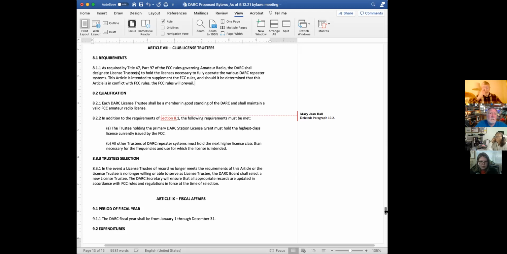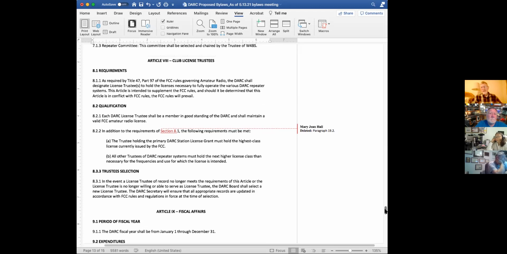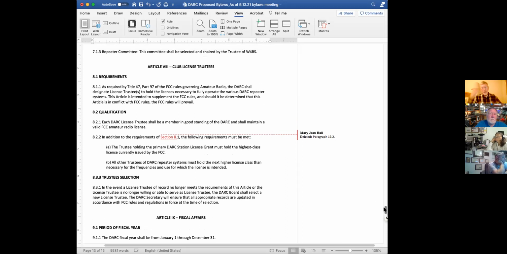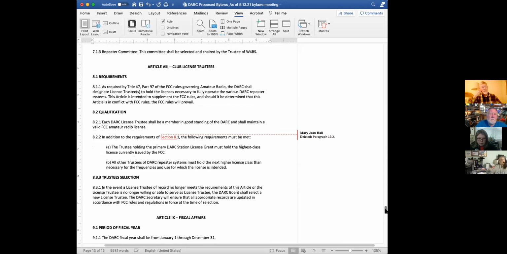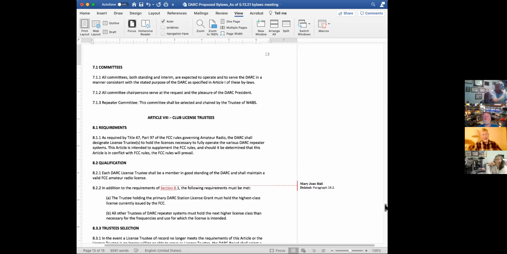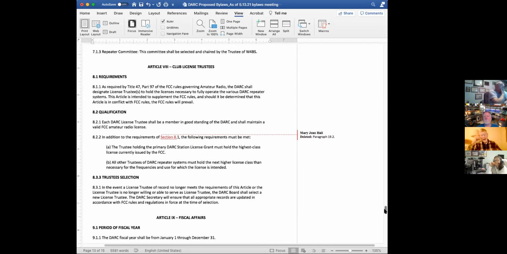Why would you have another trustee when you only have one call sign? And why would you want to have more than one call sign? Well, in case they ever get another one, I guess. And in relation, if we have another call sign, I would want them to have an Extra class license, or the highest license class.